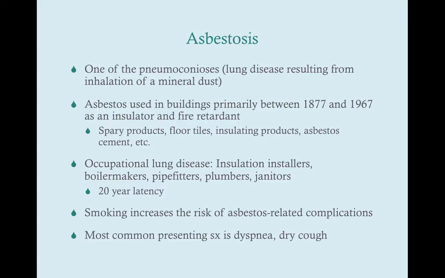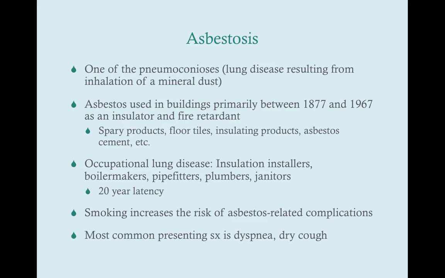There's usually about a 20-year latency between being exposed to asbestos chronically and developing asbestosis, the symptoms. Smoking does increase the risk of asbestos-related complications, including asbestosis. The reason behind that is because you have a ciliary clearance system in your lungs that's supposed to help you cough up the things that aren't supposed to be there. If you smoke, you're impeding your ciliary clearance system. So the idea is that more asbestos is going to get trapped in your lungs, and you're not going to be able to cough it up if you're a smoker. So smoking increases the risk of asbestos-related complications.